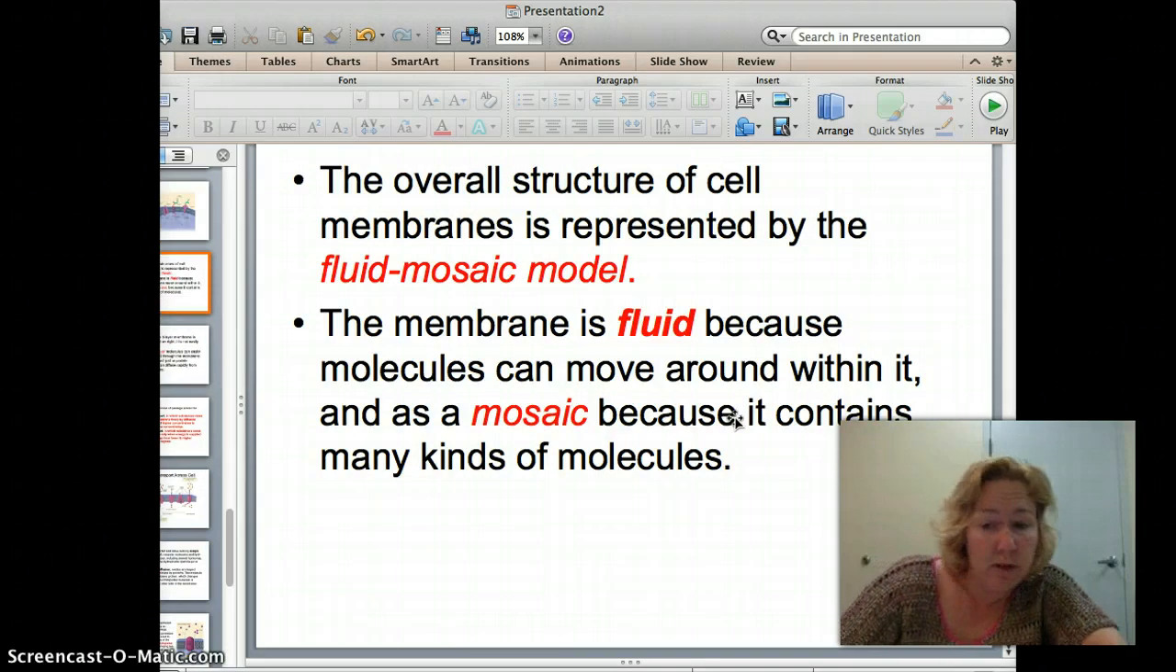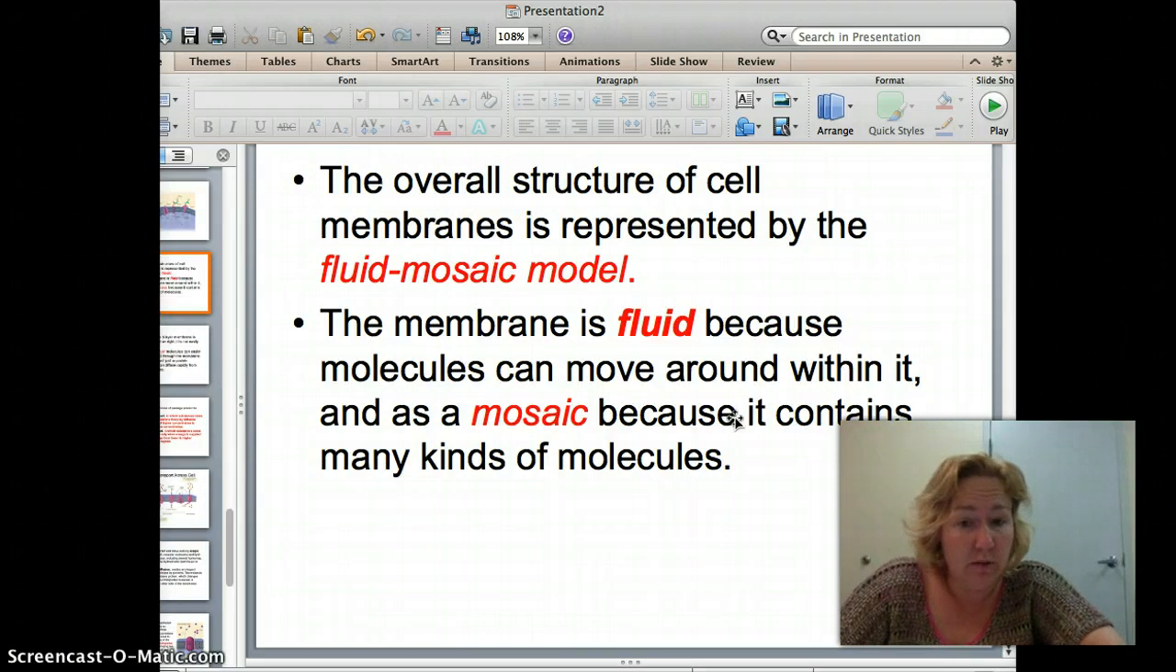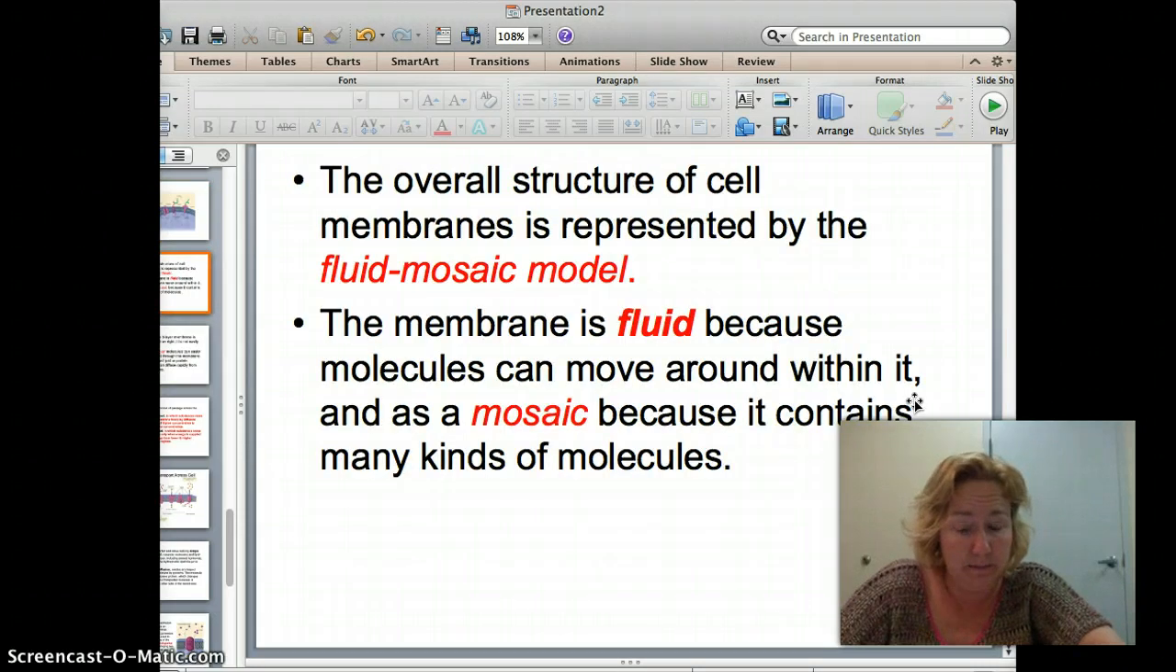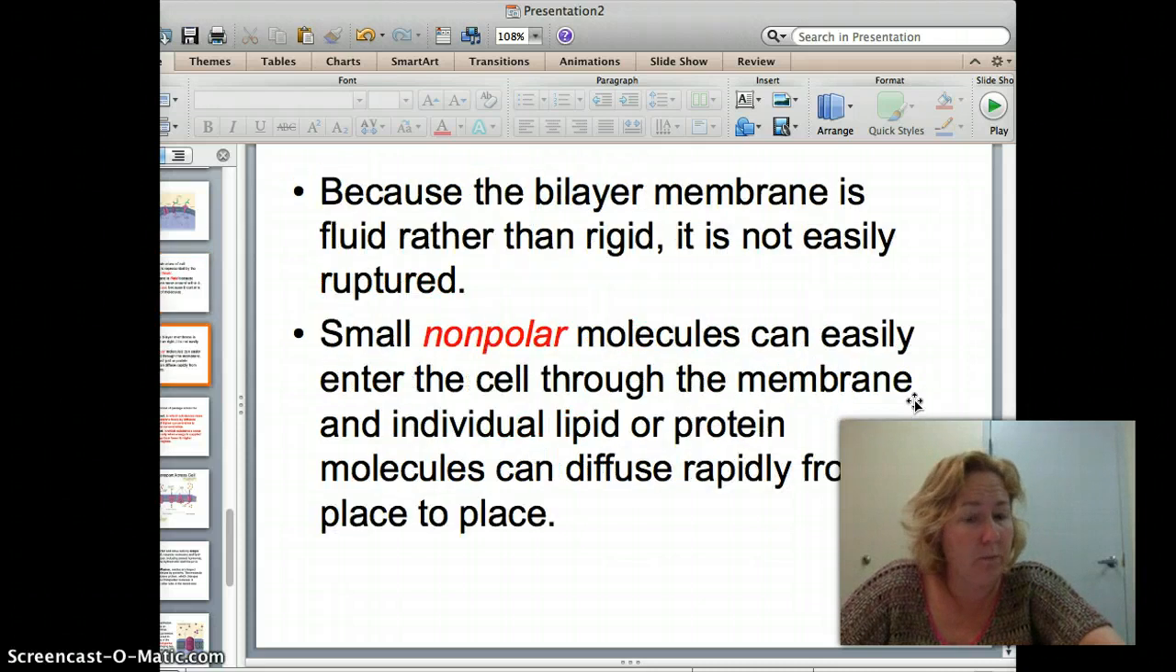So it's fluid, so it can move, it's squishy, it can do all kinds of great things, and it's a mosaic because it contains all this business, right? It's got all these random proteins and weirdness in it. It's like a big mosaic painting. So hence the fluid mosaic model.